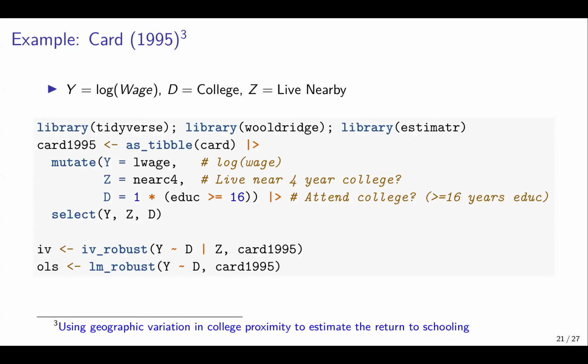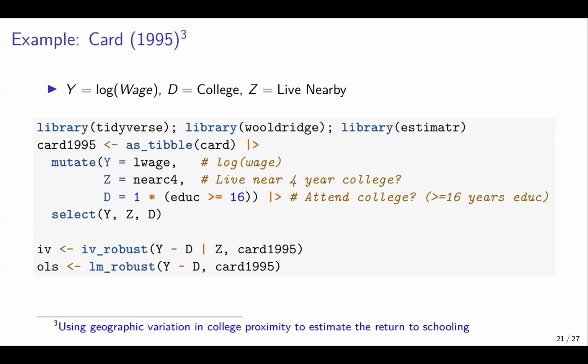And I will illustrate this using a simple and relatively famous example. This comes from Card 1995, which you can read by clicking on the link at the bottom of the slide: Using geographic variation in college proximity to estimate the return to schooling. So the idea here is that Y is log wage, D is a binary variable for whether you go to college or not, and Z is a binary variable for whether you live near a college or not. This data set is actually very easy to obtain. It's available inside of the Wooldridge package in R. So if you haven't installed that, you can do so now.